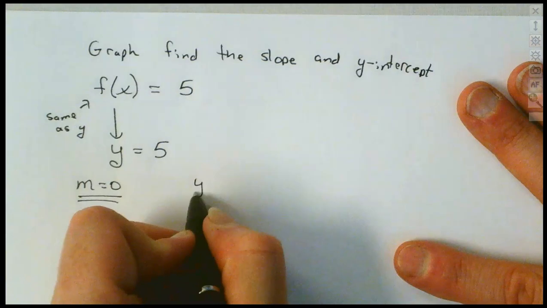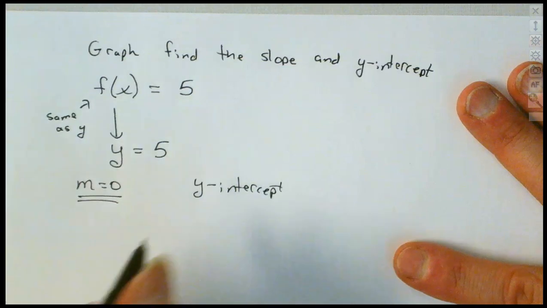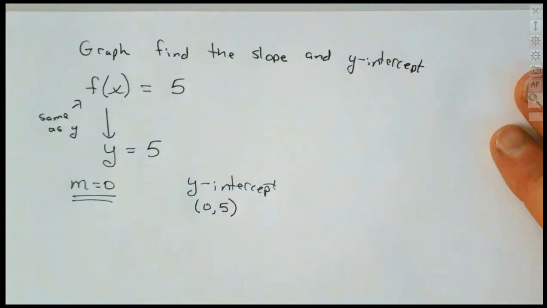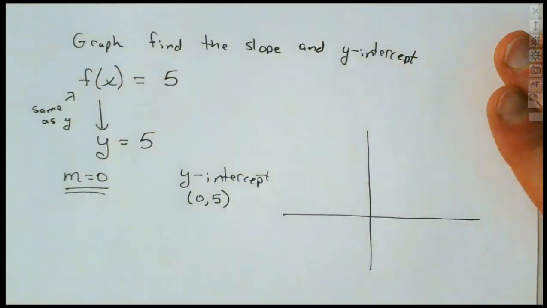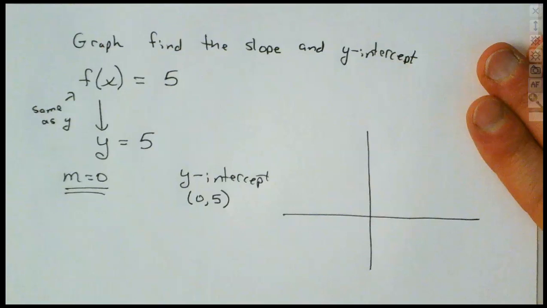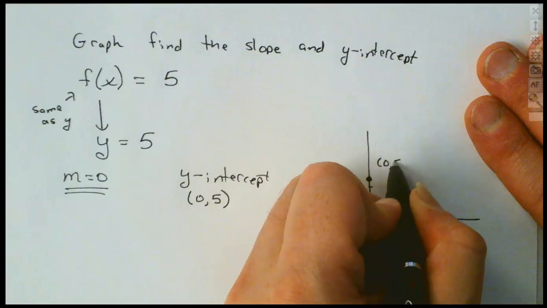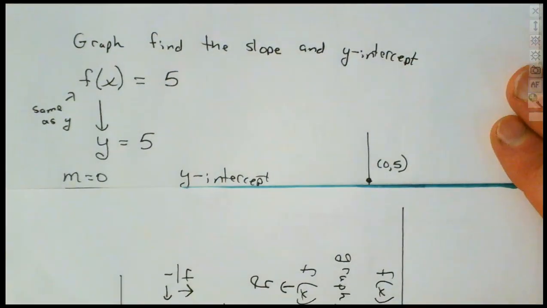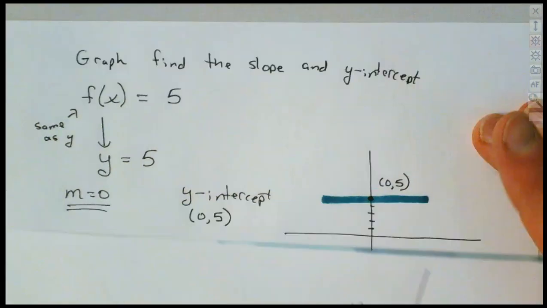What about my y-intercept? Well, we've got the 5 there. So my y-intercept as an ordered pair would be 0, 5. Let's go ahead and graph this horizontal line at 0, 5. So that's up 5. Okay, so there's your point at 0, 5. Now, what's our slope? 0. So that's going to now be a horizontal line. And that's what it should look like.